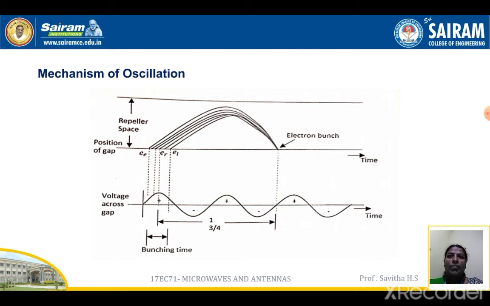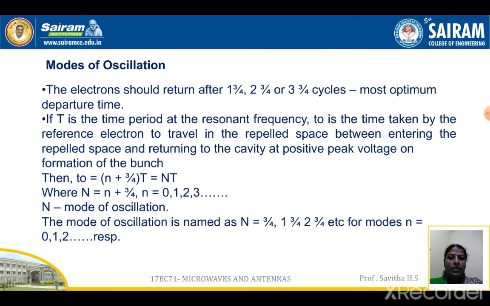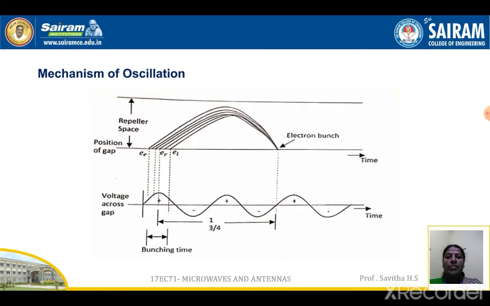The optimum transit time is represented as T = N + 3/4, where T is equal to N plus 3/4. This transit time depends on the repeller and the anode voltages.